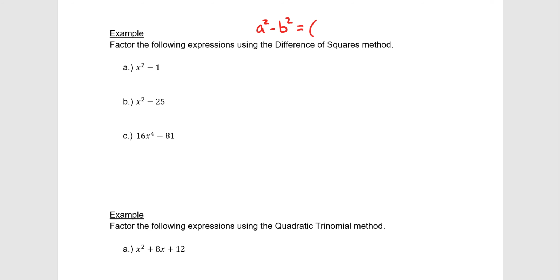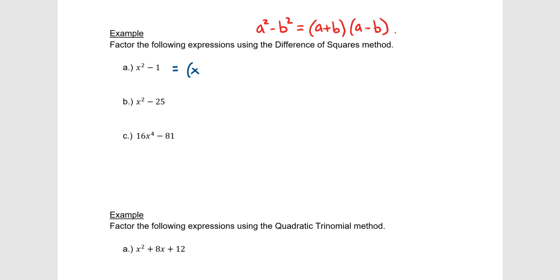You can factor this as a plus b times a minus b. Okay, so that's just something that you should know right off the top of your head, the difference of squares factoring method. So this first one, we have x squared minus 1. We have two things being subtracted, and both of them are something squared.